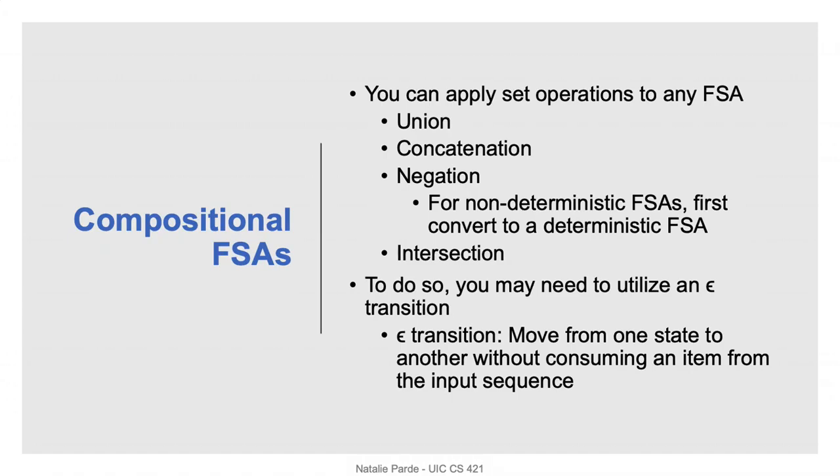And finally, one additional interesting property of finite state automata in general is that they're compositional. You can apply set operations like union, concatenation, negation, and intersection to them. To do so, you might need to utilize a special type of transition called an epsilon transition. An epsilon transition allows you to move from one state to another without consuming an item from your input sequence.